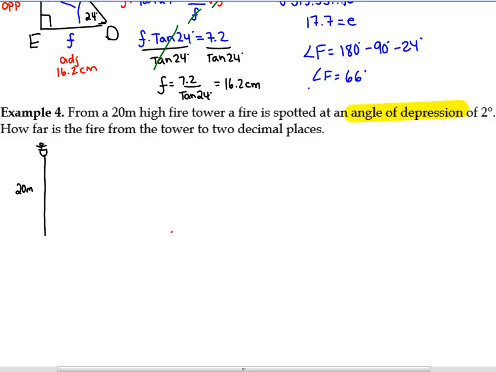Okay. And they spot, now obviously this is not to scale, they spot a fire. This is my fire. It's not very good, but I tried. Okay, they spot some sort of fire. They tell me the angle of depression is 2 degrees. Does that mean that's this angle right there?